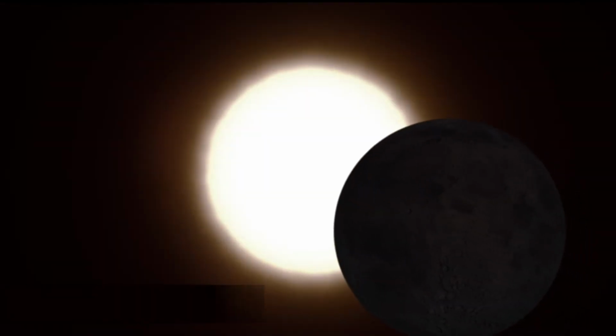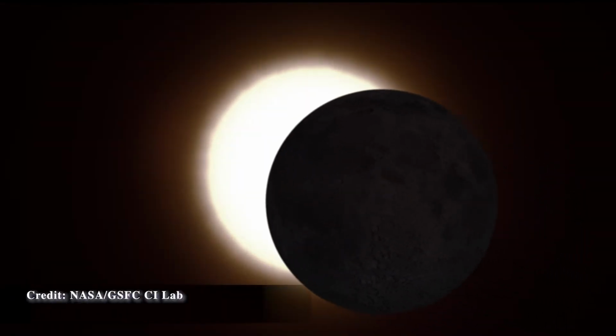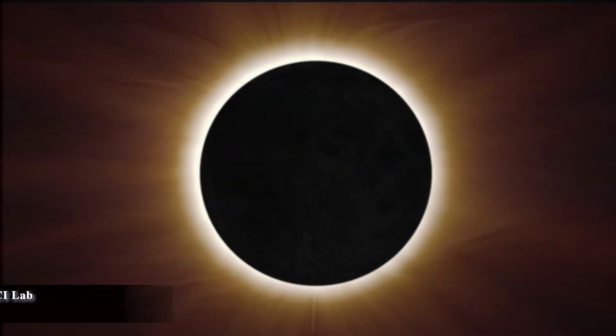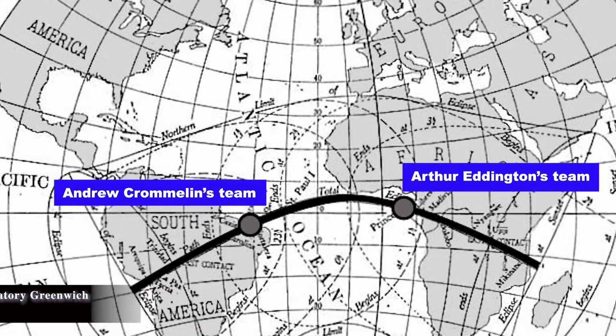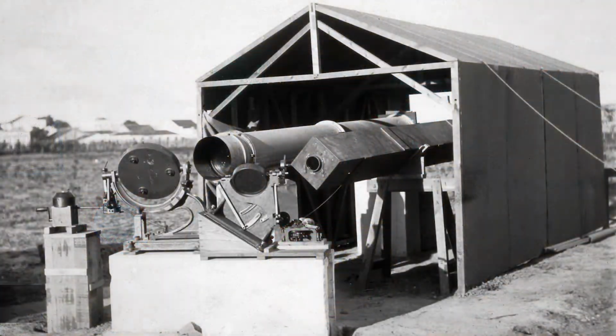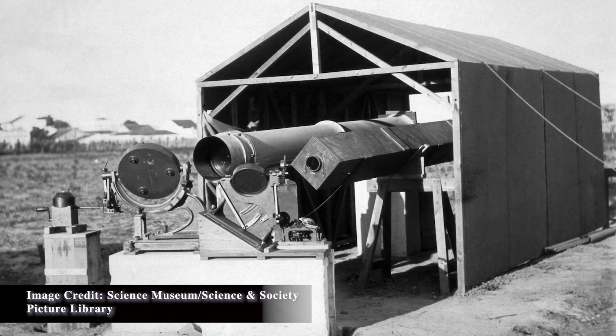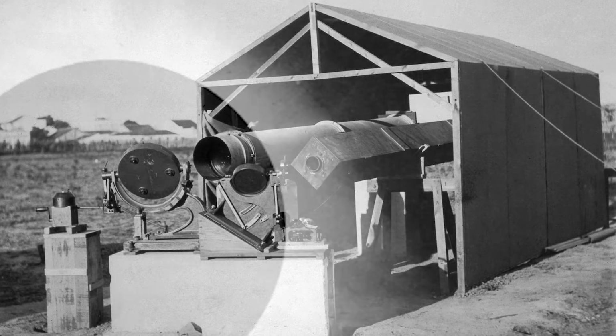Now, you could do this during a total solar eclipse, when the light of the sun is blocked out by the moon for a few minutes. And on May 29th, 1919, that's exactly what they did. Two teams had been dispatched to different parts of the path of totality. And despite weather issues at both locations on the day of the eclipse, the sky cooperated long enough for both teams to take photographs during totality.